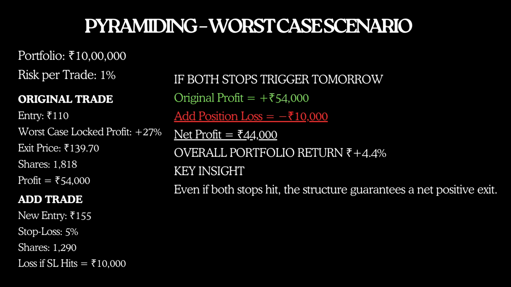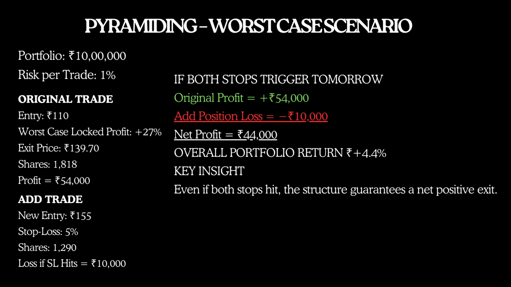So what will happen here is, let's say the worst case, my portfolio was 10 lakh rupees, I risked 1% of my trade. So the original trade, my overall profit is around 27%. So worst case scenario, if anything happens, I will still make around 54,000 rupees on my original trade. And the new trade I have entered at 155, which is not a new trade, it is adding to the existing name, but we are considering it as a new trade. So we will put a stop loss of 5% here again. In this case, worst case scenario, I'll lose 10,000 rupees.